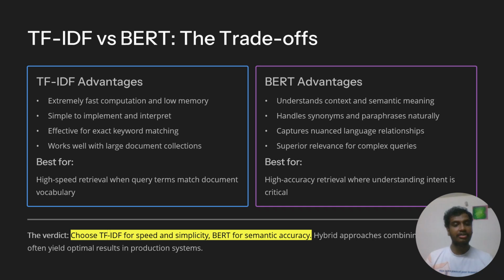TF-IDF versus BERT: the trade-offs. TF-IDF and BERT differences. Now, nothing is perfect. There's always a trade-off. TF-IDF is super fast, lightweight, and simple to implement. It's great for basic keyword searches or things like autocomplete. BERT, on the other hand, is slower and needs more memory, but it's incredibly accurate because it's understanding meaning and context. In real life, many systems combine both. They use TF-IDF for quick filtering and BERT for deeper and smarter results. So, speed versus accuracy.